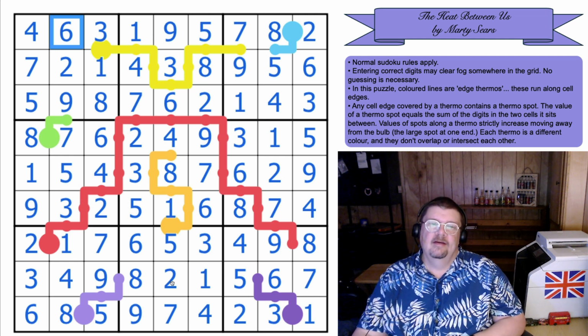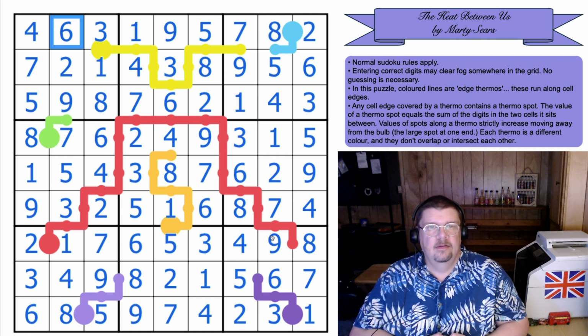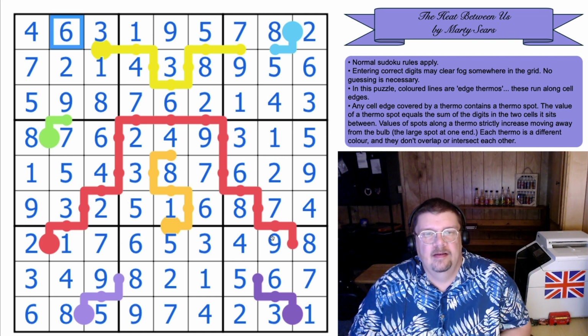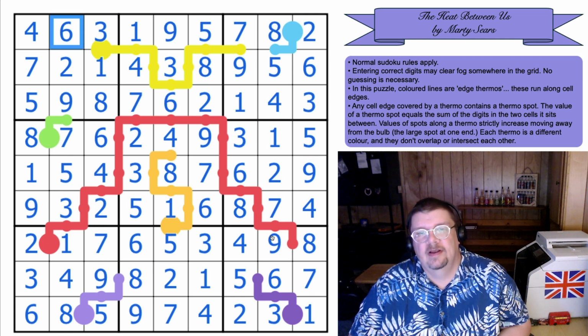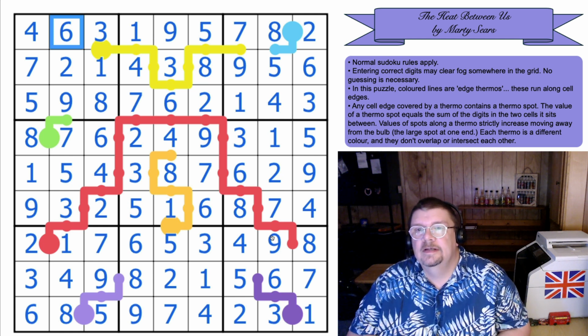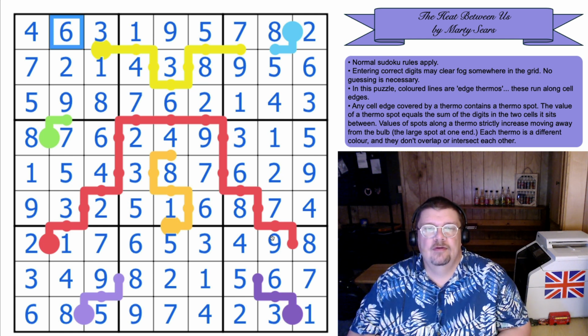Nice break-in, very clever of leaving these open to prevent a shorter path through here, and then making this a line that had to have every spot value on it. Very clever. Thank you very much, Marty, for creating that.